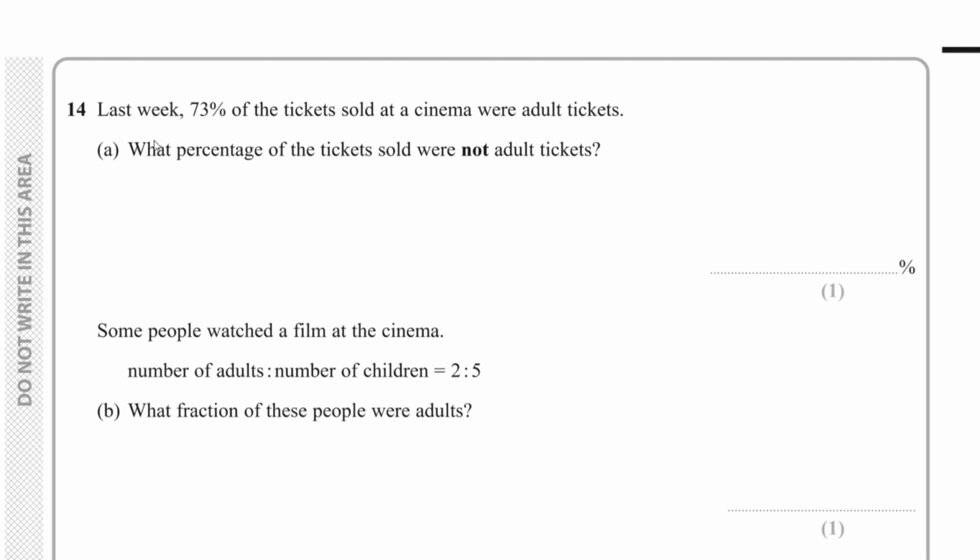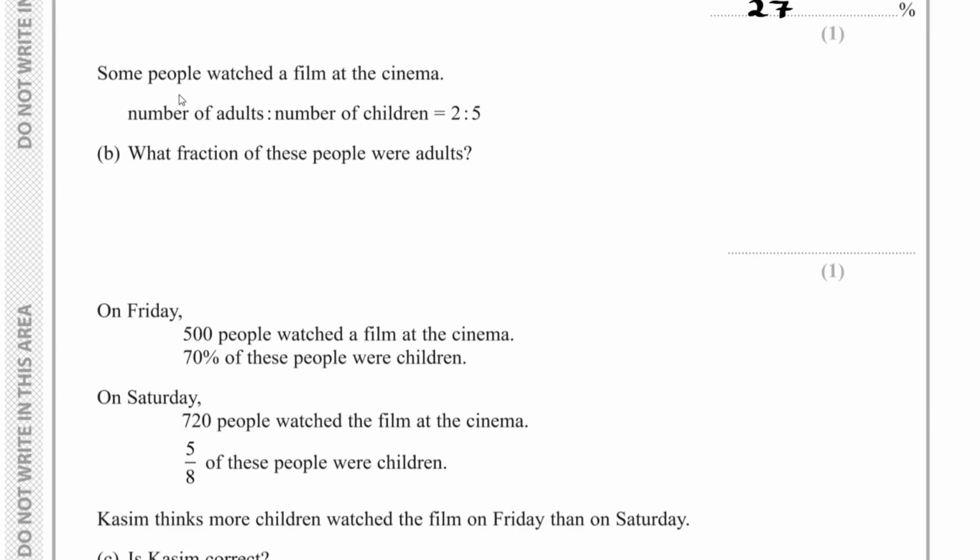Question number 14. Last week, 73% of the tickets sold at a cinema were adult tickets. Part A, what percentage of the tickets sold were not adult tickets? Well, the percentage which are not adult tickets, that's 100 take away 73, which is 27. So we have 27%.